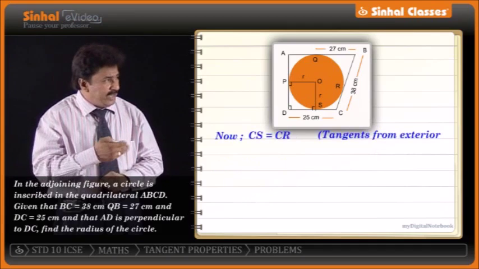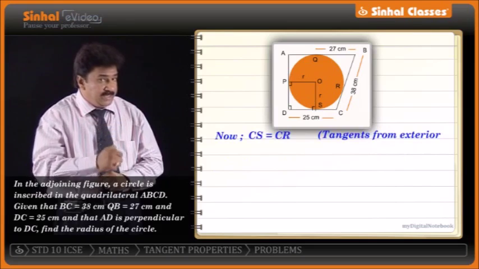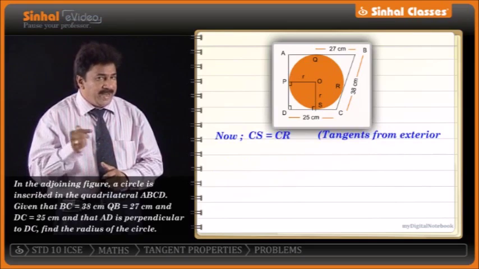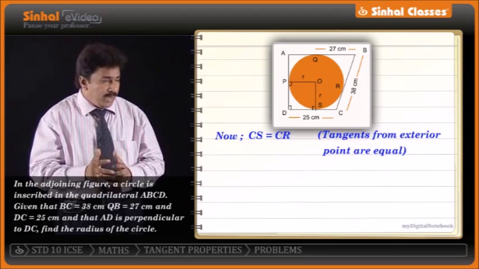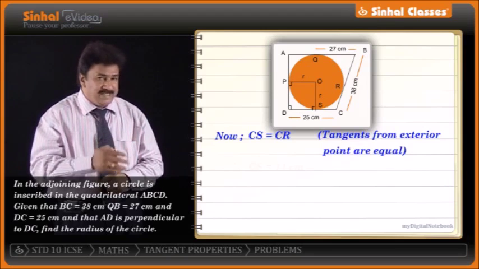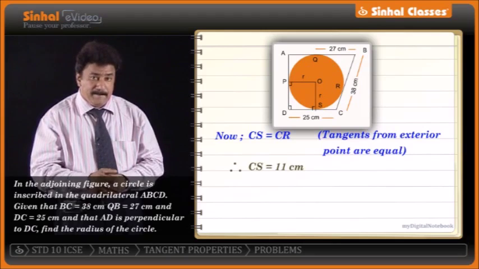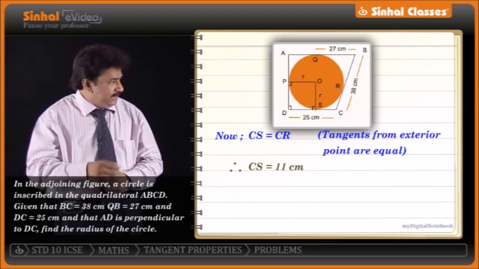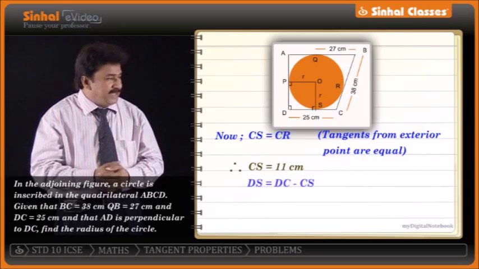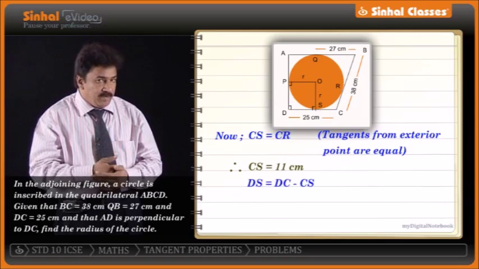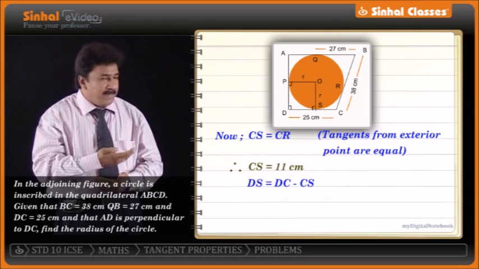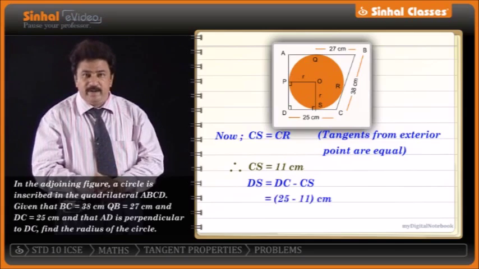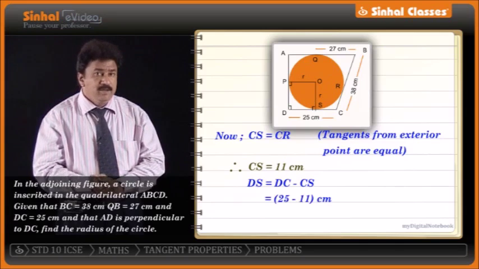Also now, CS is equal to CR. See the figure very carefully. Why can you say this? Because tangents drawn from an exterior point are equal. So I come to the conclusion that CS is also 11 centimeter. Further, I can get DS is equal to DC minus CS. See the figure once again. DS is DC minus CS, that is nothing but 25 minus 11 centimeter, that is 14 centimeter. So I get 14.